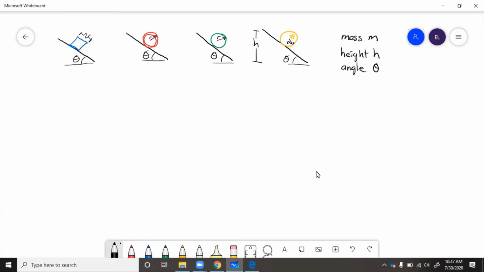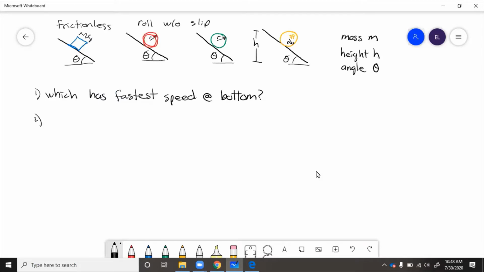Now, if each one of these objects starts at the top of the ramp and then goes down to the bottom, we'll say that all of the round objects roll without slipping. And the plane for the box is frictionless. So at the bottom of the ramp, which object will have the fastest linear speed?